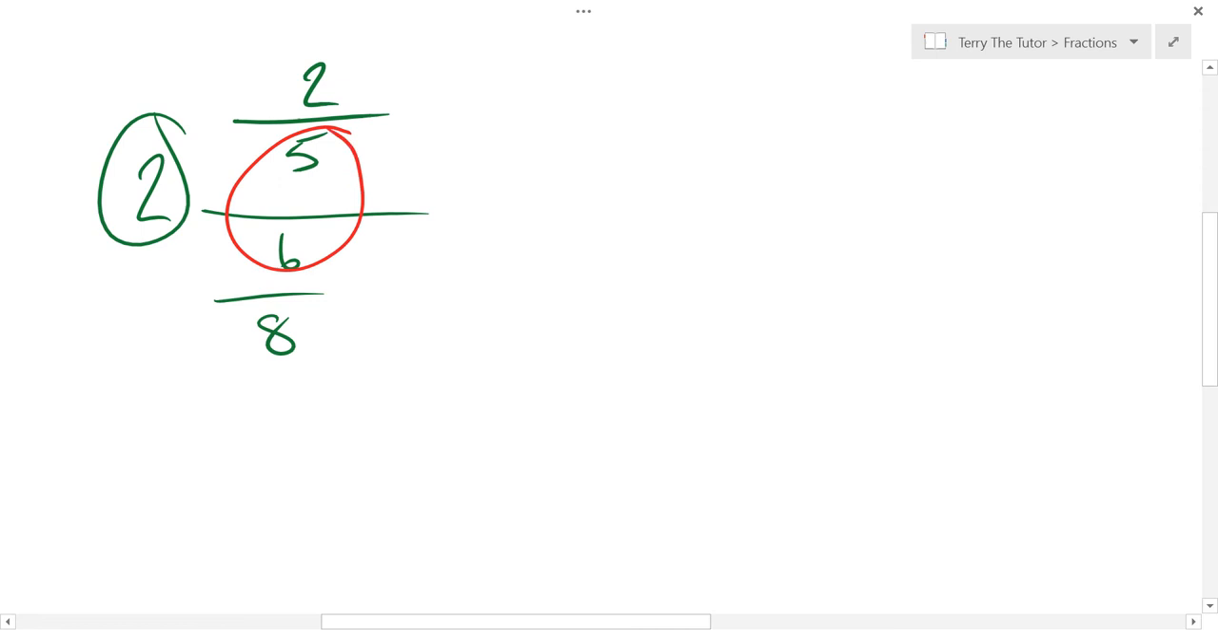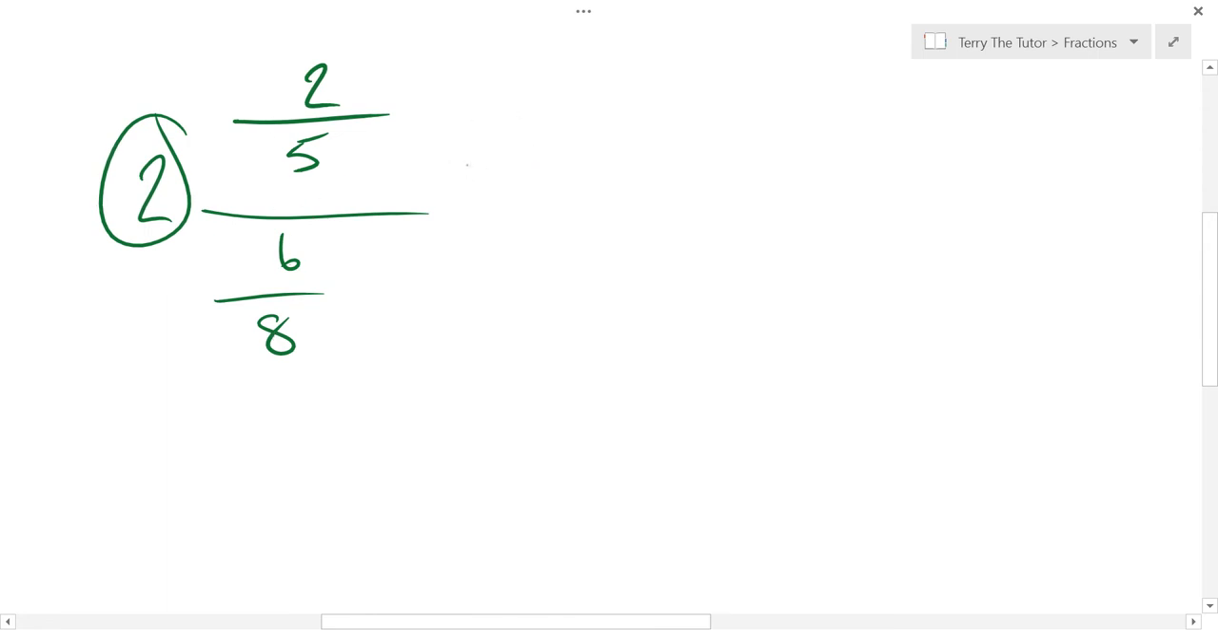Is 5 over 6 one of our fractions? Well, no, it's not. In fact, our two fractions are very easily identified: 2 over 5 and 6 over 8. Because they're one on top of the other. That's how you identify them. 2 is on top of 5, 6 is on top of 8.